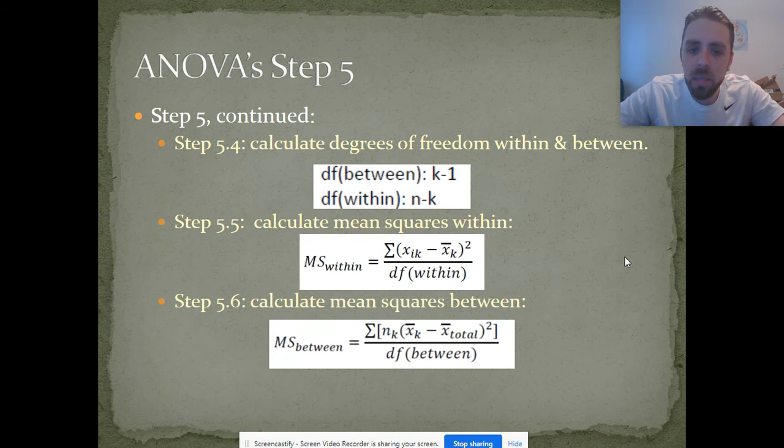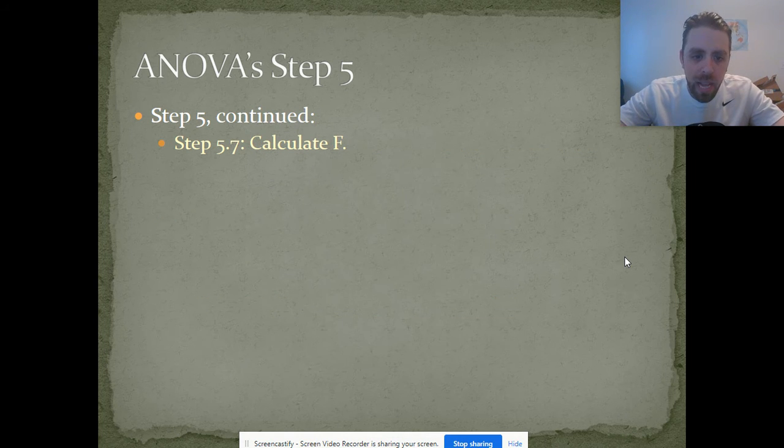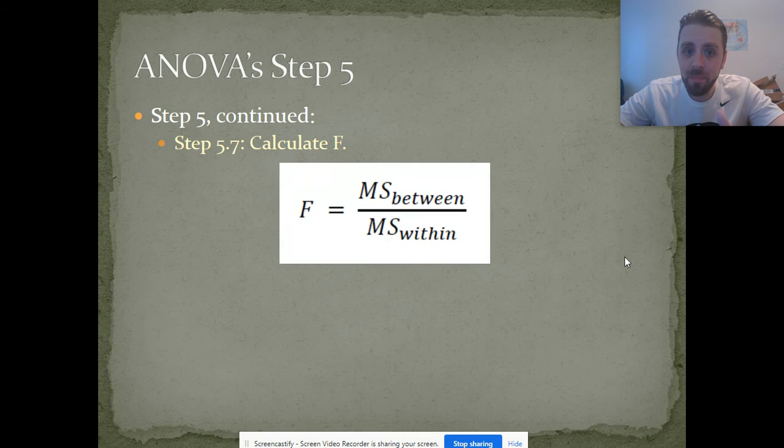Calculate the mean squares between by taking the sum of squares between the groups and dividing it by the degrees of freedom between the groups. And then finally, calculate F, mean squares between divided by mean squares within.